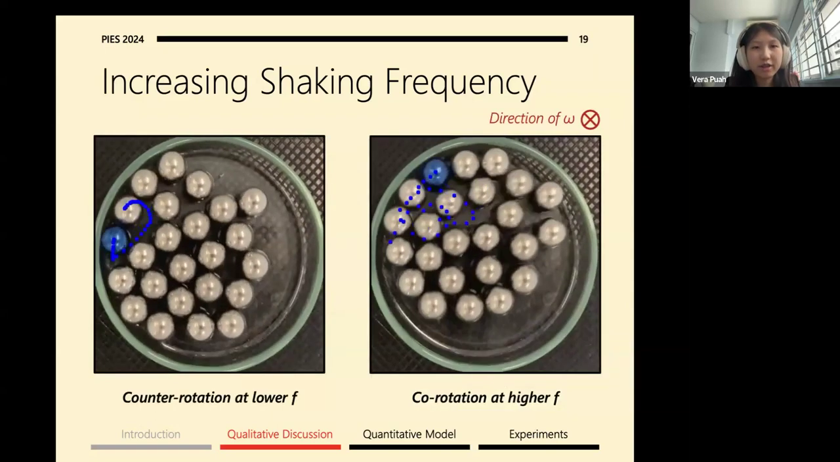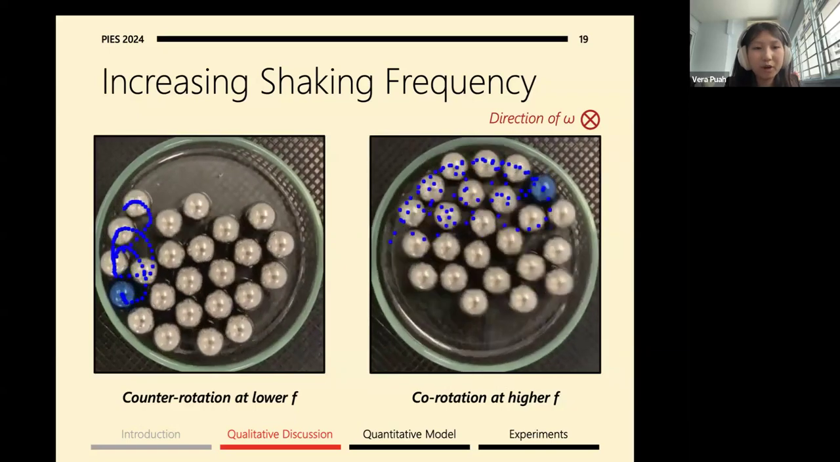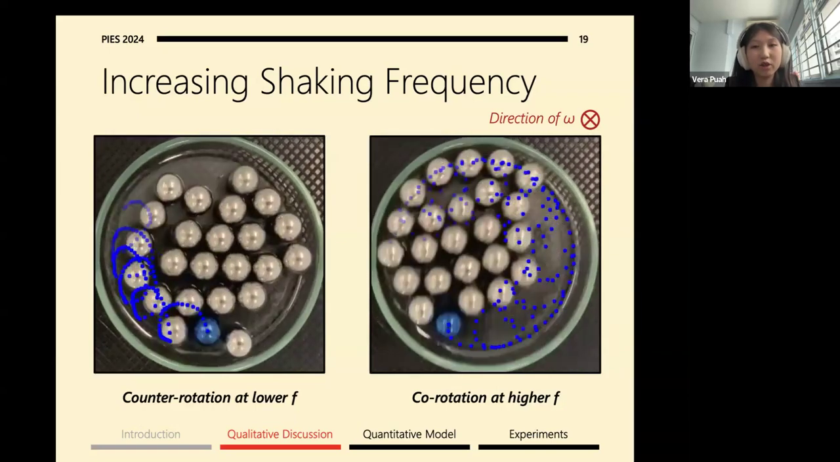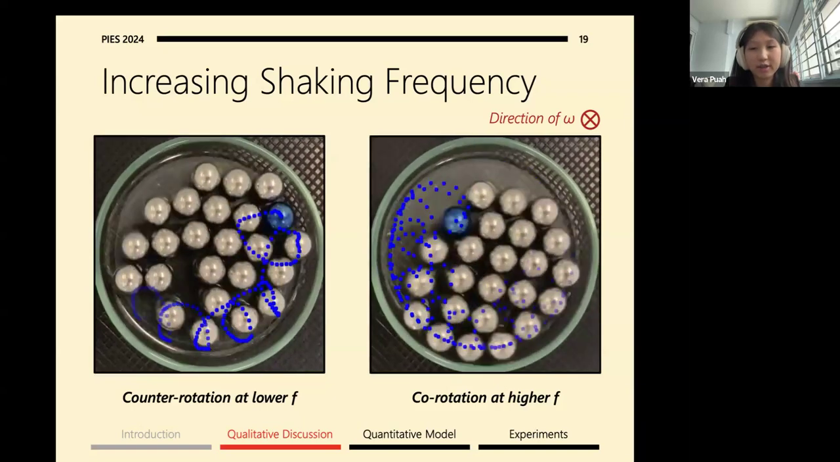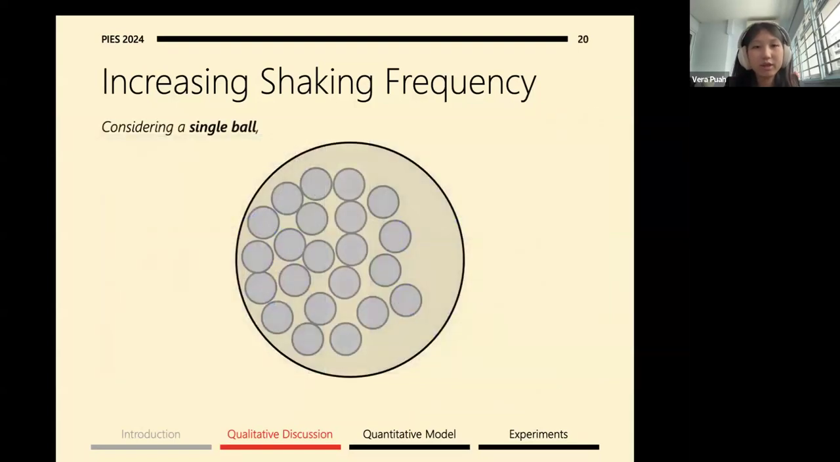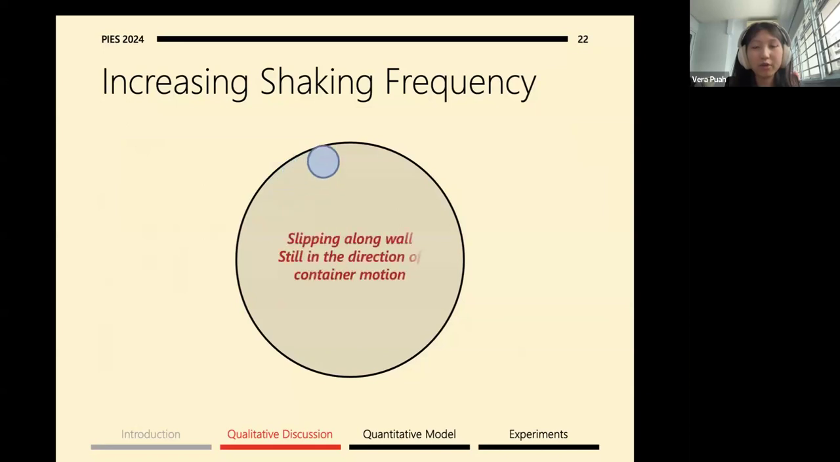So I've traced out the paths, and as you can see in the first video, the ball that's being traced sort of stops around the middle of its circular path, whereas for the second one, it basically completes full circular paths each time. So when you increase shaking frequency and you consider a single ball, its translational motion is going to follow the shaker motion, and it will slide along the sides of the container and keep moving in the same direction.